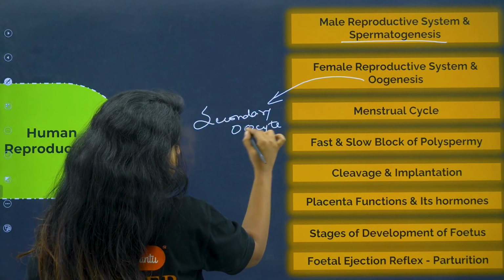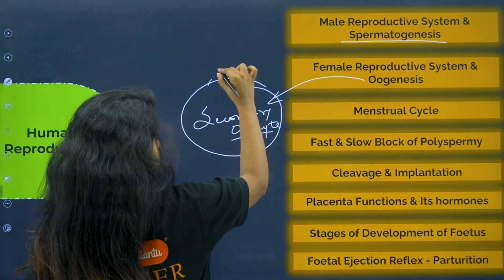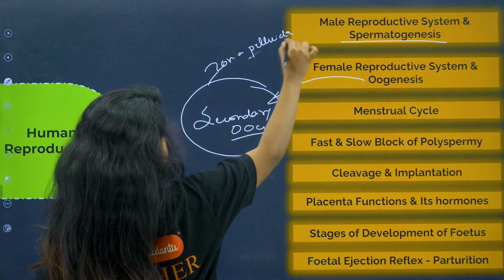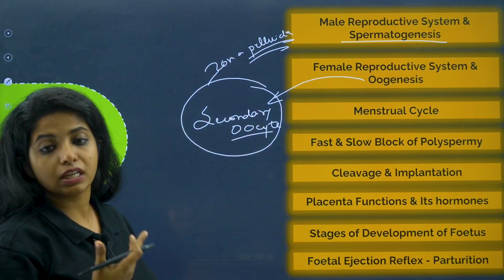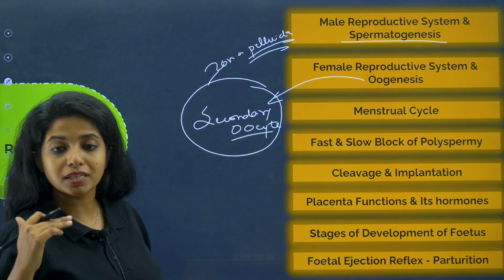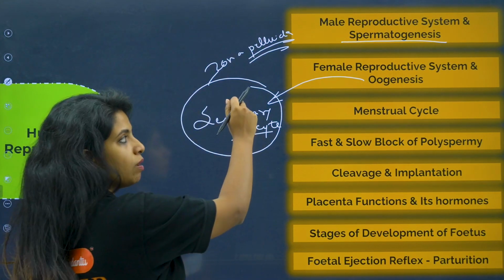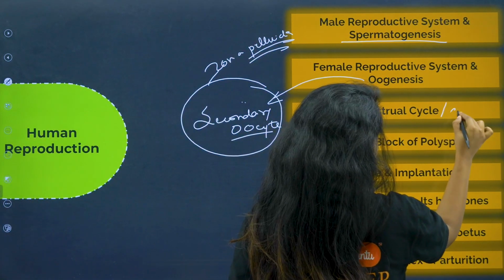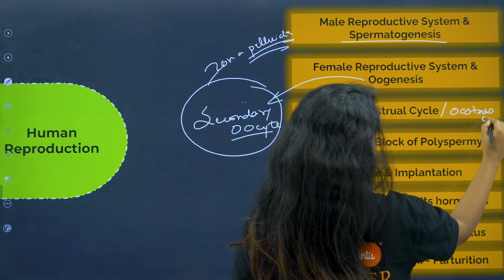Secondary oocyte releases what? Zona pellucida. So that is very much important, zona pellucida. When it is released, in which state is it? It is in the state where the secondary oocyte is there. It has not completed meiosis. It is stuck in meiosis 2. Please remember that. Menstrual cycle and the difference between the menstrual cycle and the estrous cycle, that has come.